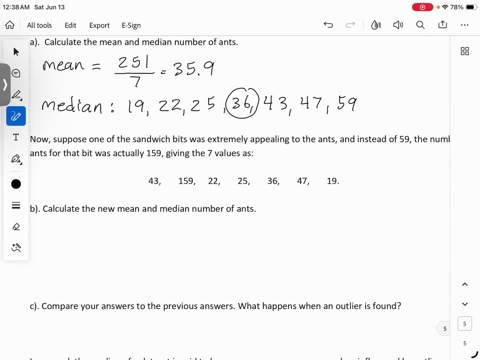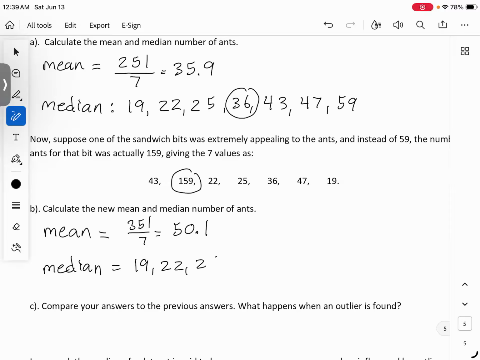But suppose when they did this study, they ran into an outlier, a 159. So we'll repeat it again. Go ahead and pause the video if you want to try the new mean and median for practice, but I'm going to go ahead and do it. You add up all 7 of the numbers, and you get 351 over 7, which as a decimal would be 50.1.